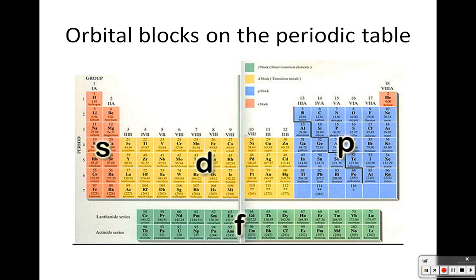The d orbitals, remember there's 5 orbitals, they each hold 2, that's 10 electrons. If you count the d block in the middle, the transition metals, you'll notice that that's 10 elements across. And then the f orbitals, there's 7 of them, they each hold 2. If you go down to the lanthanide and actinide series, also called the inner transition metals, you'll notice those are 14, or 7 times 2 elements across.